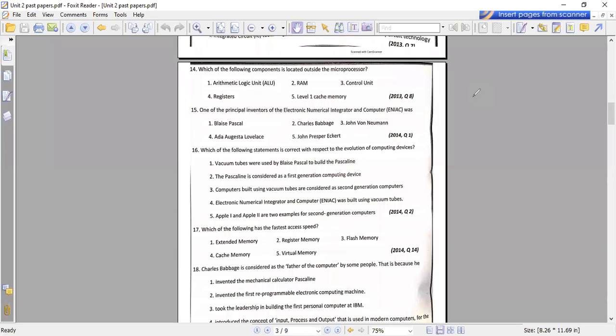Which of the following components is located outside the microprocessor? Now, outside the microprocessor, you have RAM. RAM is outside the microprocessor. So the second one should be the answer.